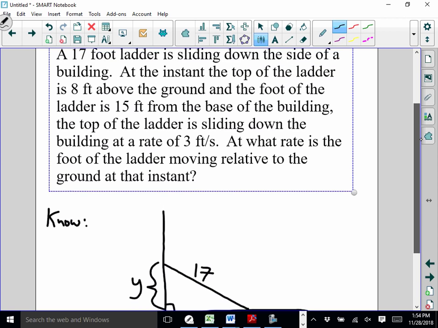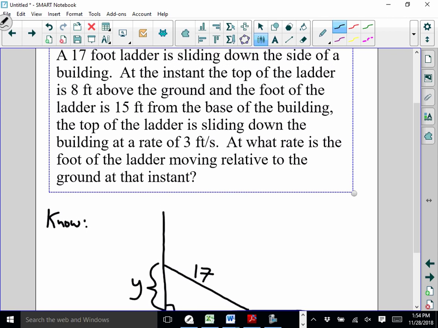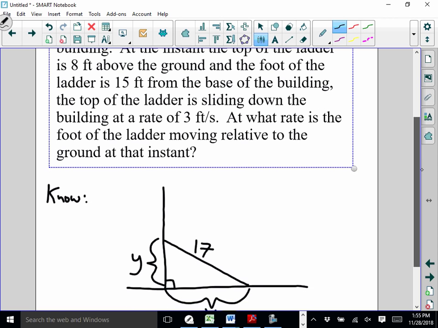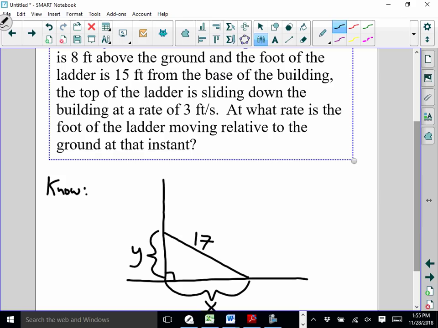It says at the instant the top of the ladder is 8 feet above the ground. That 8 feet is not a rate, that is simply an amount. So which letter is going to be equal to 8? Well, it's talking about above the ground height. That's going to be our y. So right away I know y equals 8. It says the foot of the ladder is 15 feet from the base of the building. Look at that unit, 15 feet. That's not a rate, that's an amount. So I'm going to put x equals 15.